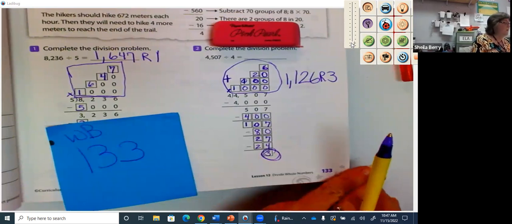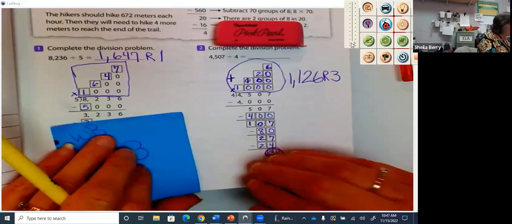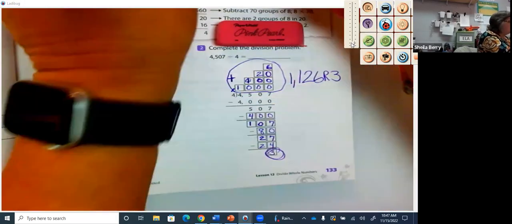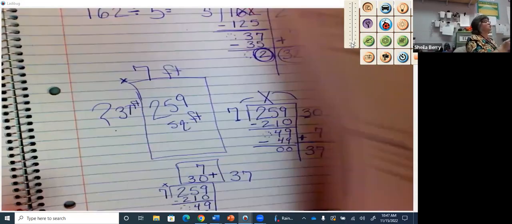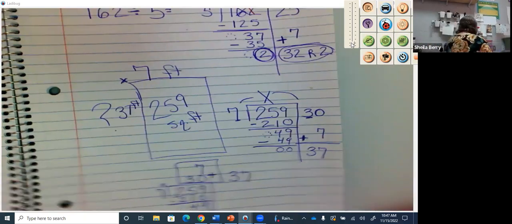Now, we're going to close this up and we're going to pull our whiteboards out. We have a few minutes and I want us to work on some other problems on our whiteboards. So whiteboards out. Time to do some independent practice.